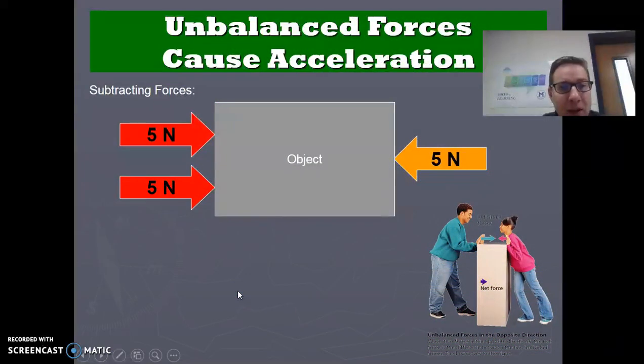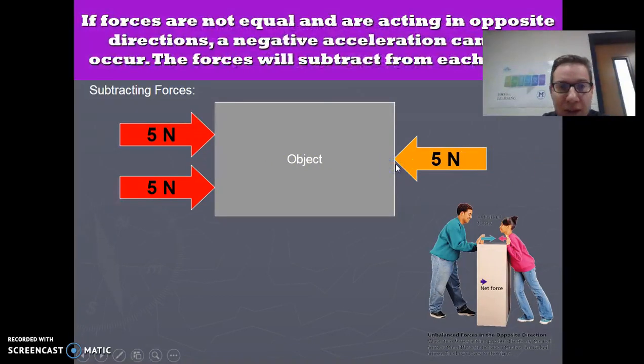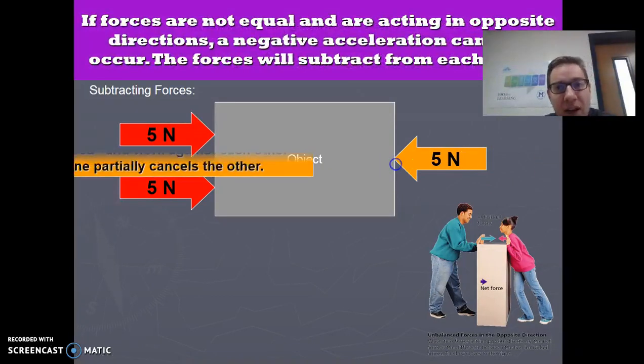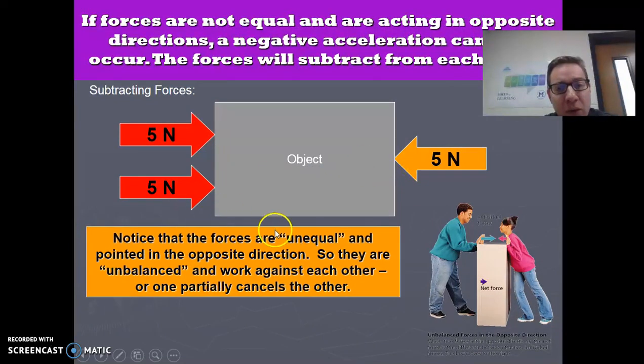With unbalanced forces, if we have a force here, we add them up, and if we have a force pushing in the opposite direction, we have to find the difference. So we subtract those forces. It's 10 over here and 5 over here, so there's a net force of 5 newtons pushing to the right. Notice that the forces are unequal and point in opposite directions, so they're unbalanced and work against each other, or one partially cancels out the other.